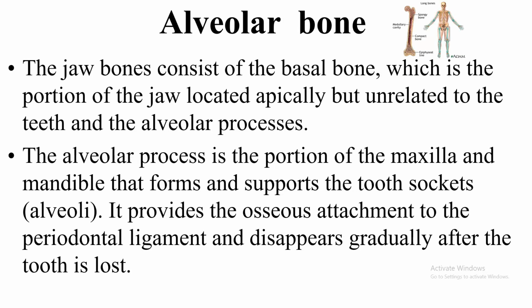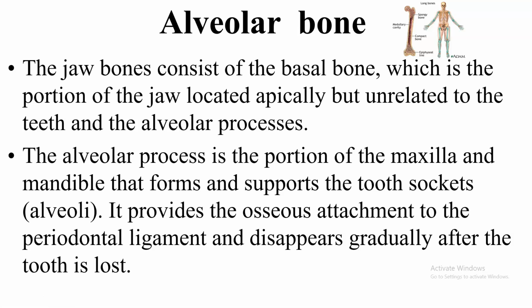Alveolar bone. The jaw bones consist of basal bone, which is the portion of the jaw located apically but unrelated to the teeth, and the alveolar process. The alveolar process is the portion of the maxilla and mandible that forms and supports the tooth sockets, the alveoli. It provides the osseous attachment to the periodontal ligament and disappears gradually after the tooth is lost.